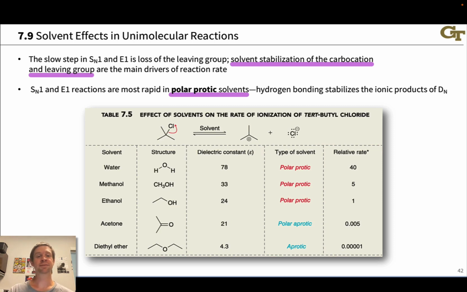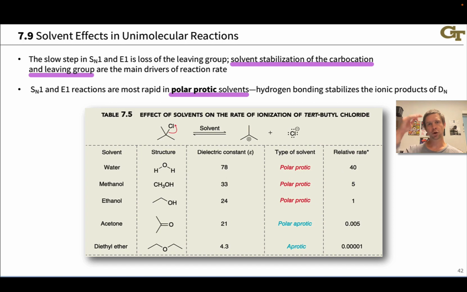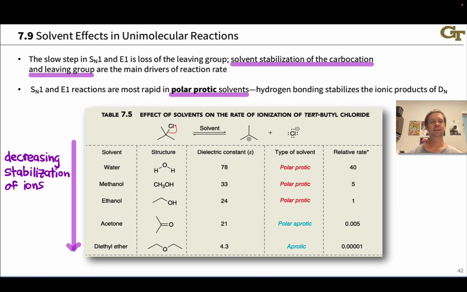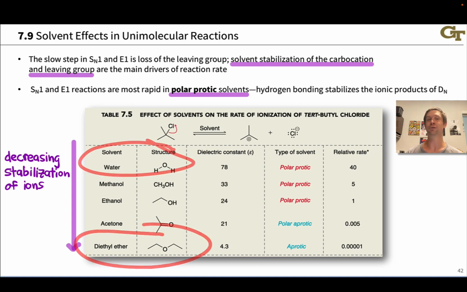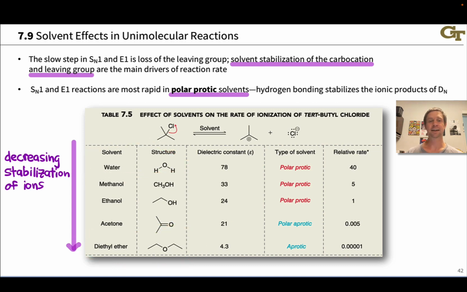This table shows the effect of various solvents on the rate of this ionization step, which is common to both the SN1 and E1 mechanisms. Going down the table, from water at the top to diethyl ether at the bottom, the dielectric constant of the solvent is decreasing. This is a measure of the ability of the solvent to stabilize ions. Water is fantastic at stabilizing ions, and diethyl ether is not great. It's very weakly polar, and it doesn't have hydrogen bonding donors. It doesn't have OH or NH bonds.